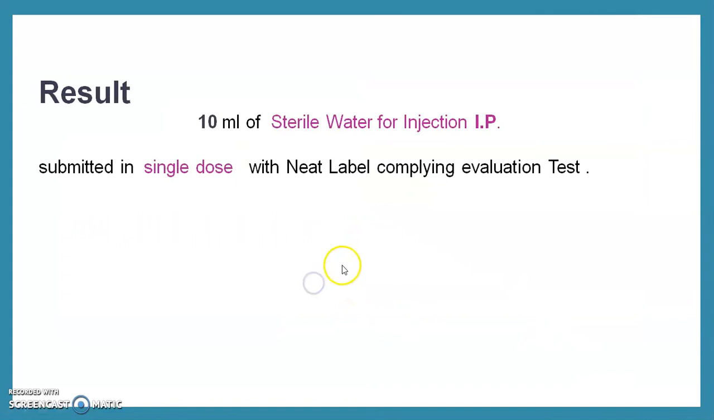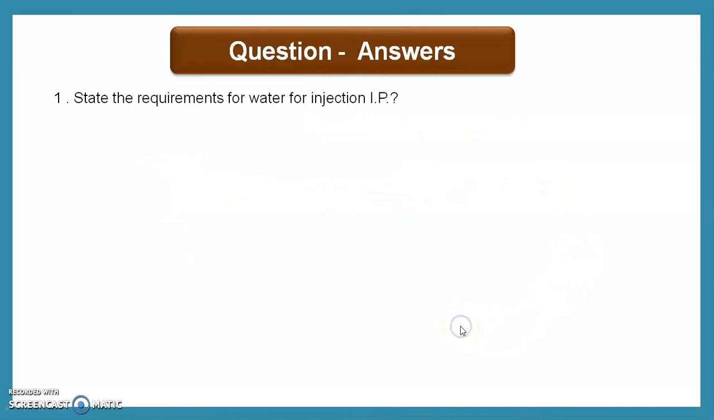Then the result should be written as: 10 ml of sterile water for injection IP is submitted in a single dose container with a neat label, complying with the evaluation tests. Then we move toward the question answer session.